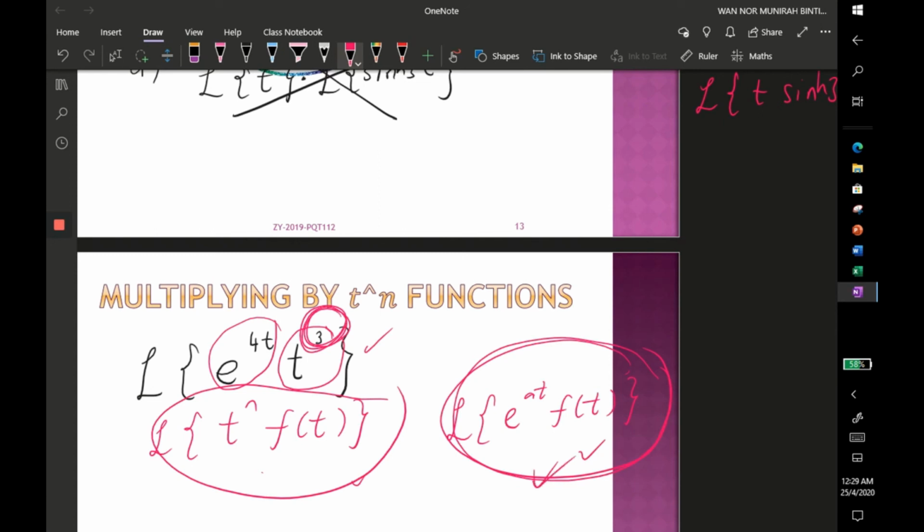So that is our discussion on multiplication by t to the n. For the next video, we will discuss the inverse of Laplace transform.